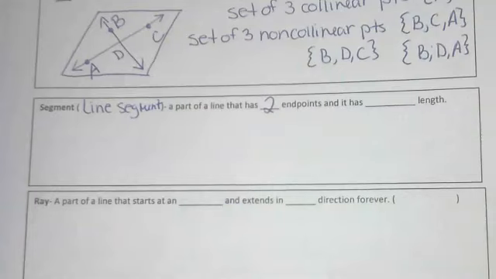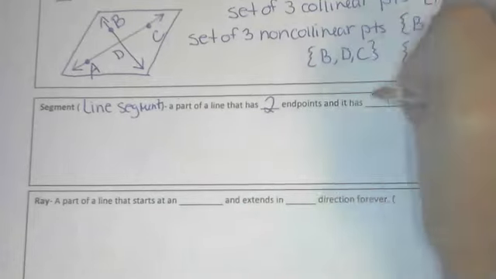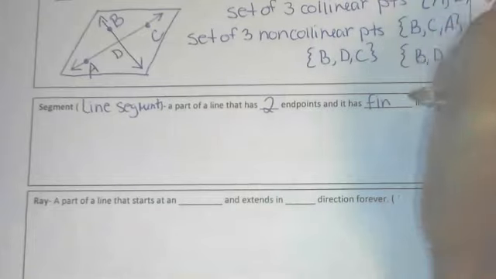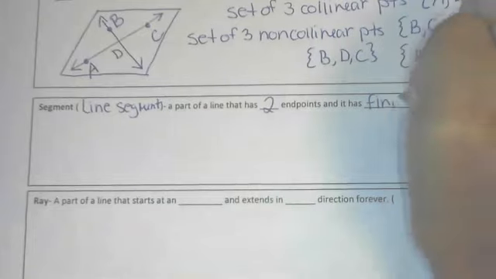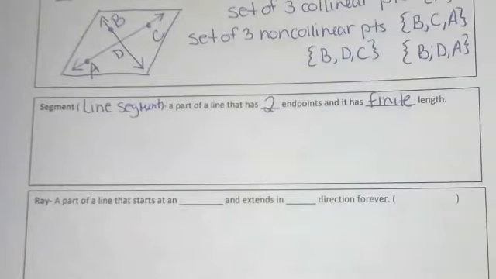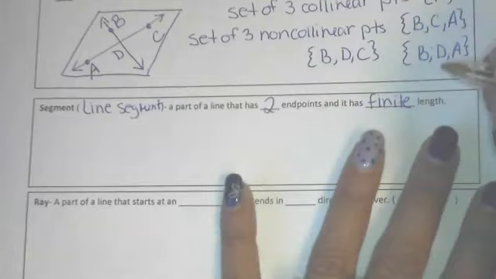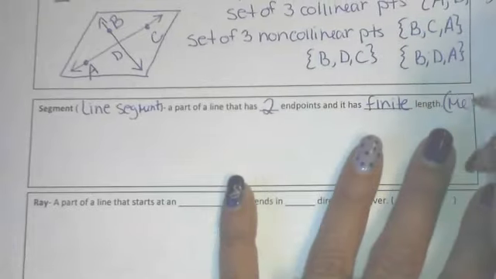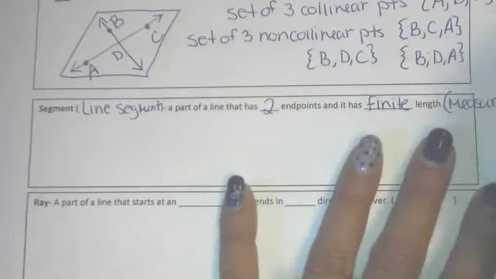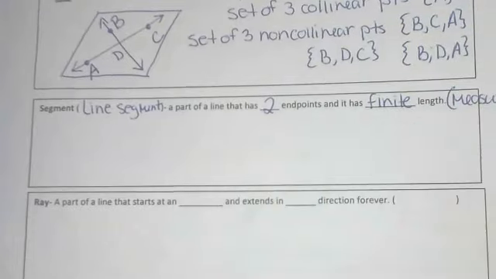Opposite of infinite. Anybody know this one? Last class knew it. Finite. It has the same letters. You just get rid of the "in" that's in front. Finite length. You can say measurable if that helps. Maybe you won't remember that. Measurable. So it has a starting point and a definite ending point.